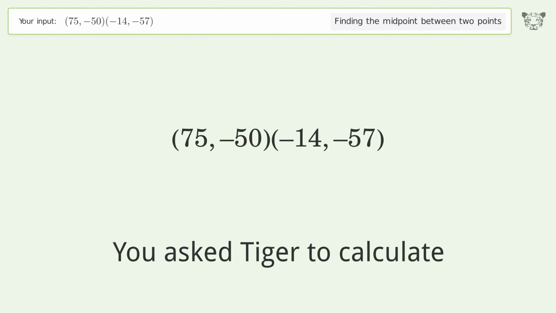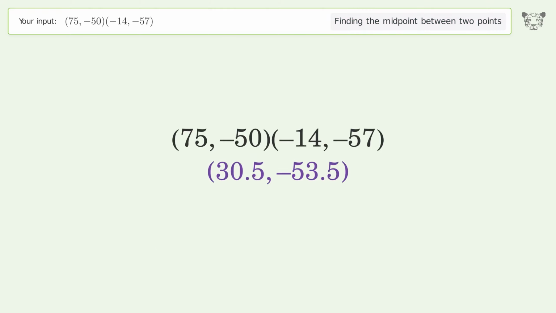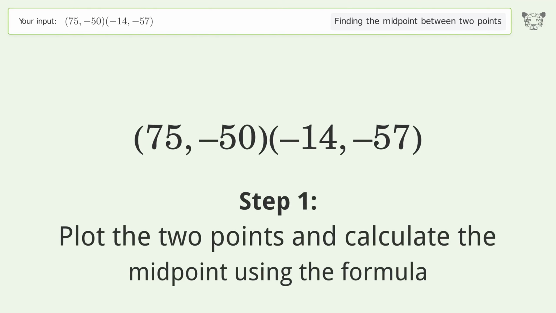You ask Tiger to calculate. This deals with finding the midpoint between 2 points. The midpoint between the 2 points is 30.5, negative 53.5. Let's solve it step by step. Plot the 2 points and calculate the midpoint using the formula.